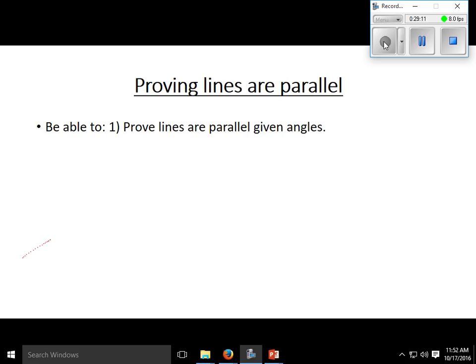Bring this down. Proving lines are parallel. So now instead of us knowing that the lines are parallel, we're going to prove that they're parallel. This is the second set of notes for this nine weeks. So go ahead and start copying this. Proving lines are parallel. As soon as you hear those words, what are you probably thinking of? Two-column proofs. We're probably going to do a couple of those.